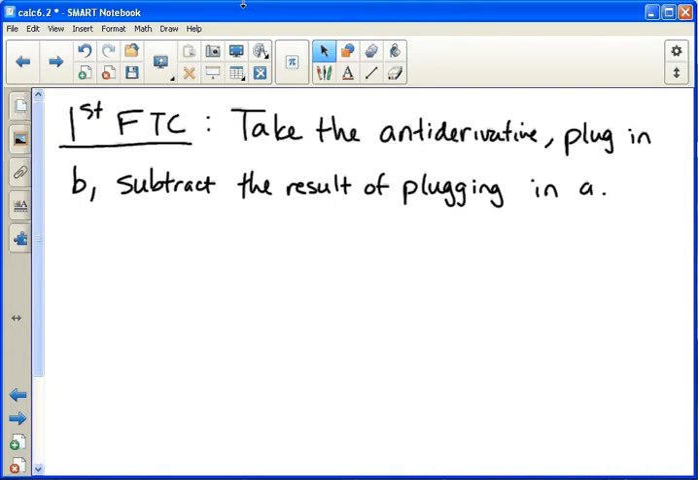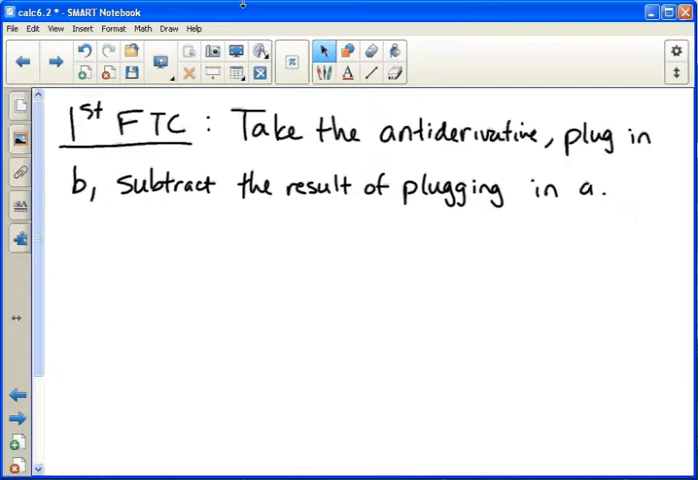Alright, so now that you know what the first fundamental theorem of calculus is, and a little bit about why it's important, let's see how to actually use it. This is going to help us solve definite integrals, which solve area under the curve. There's basically just two steps to it. It says take the antiderivative and then plug in b and subtract the result of plugging in a. B represents your top boundary, a represents your bottom boundary.